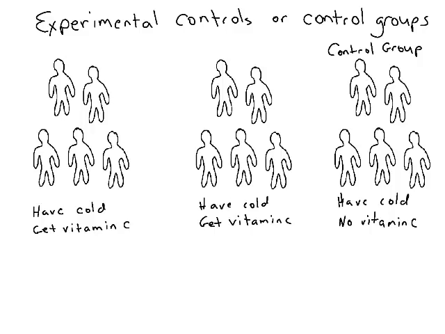Okay, now if the control groups are virtually identical to the treatment groups, then the only thing that will be different is that some of the people will get vitamin C and others will not. And what this does is it eliminates confounding factors that would influence the results of our experiment.